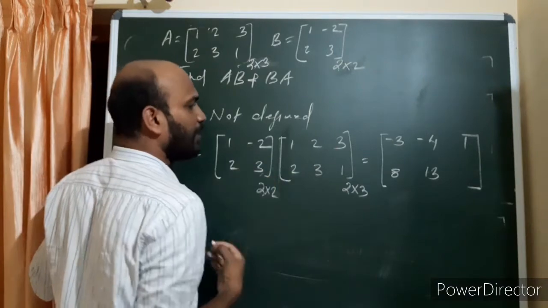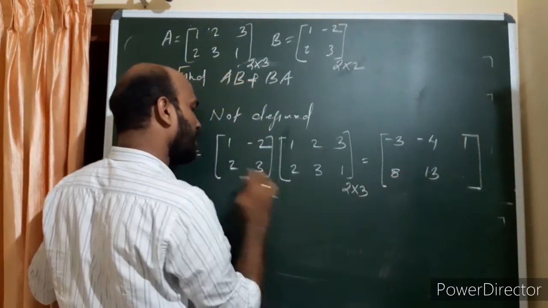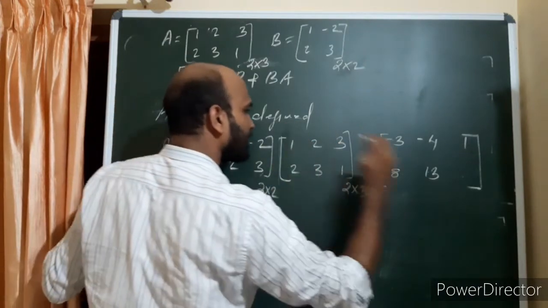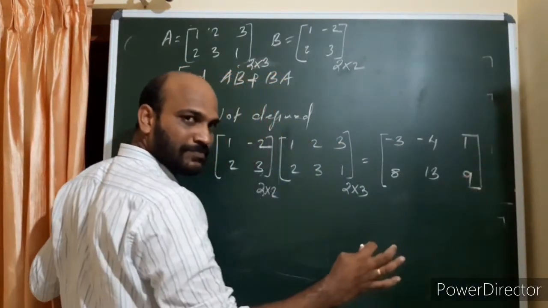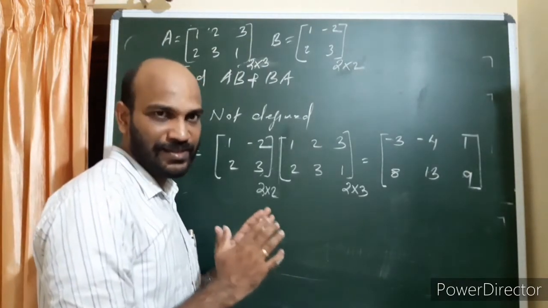4 plus 9, 13. And this element 2, 3. 2 into 3, 6. 6 plus 3, 9. By practice, we can multiply two matrices very easily.